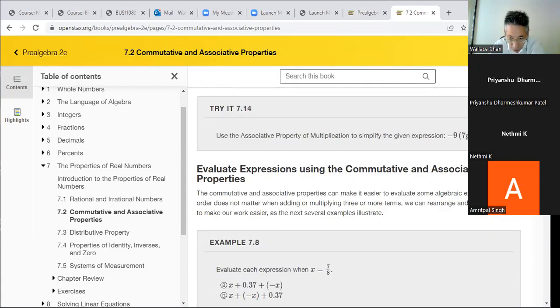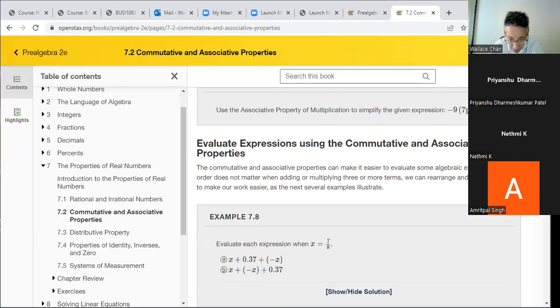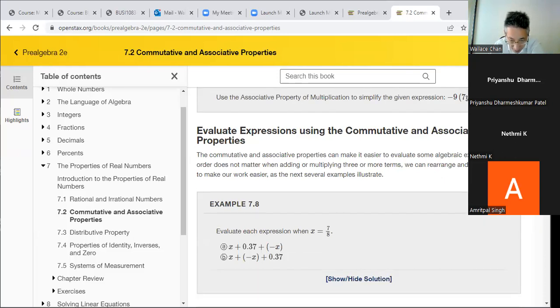Now evaluate expressions using commutative and associative properties. Now let's take a look at this. The commutative and associative properties can make it easier to evaluate some algebraic expressions. Since order does not matter when adding or multiplying 3 or more terms, we can arrange and regroup terms to make our work easier, as the next several examples illustrate.